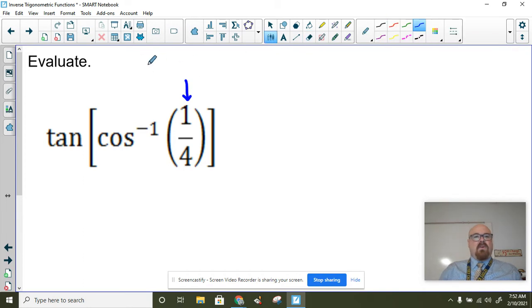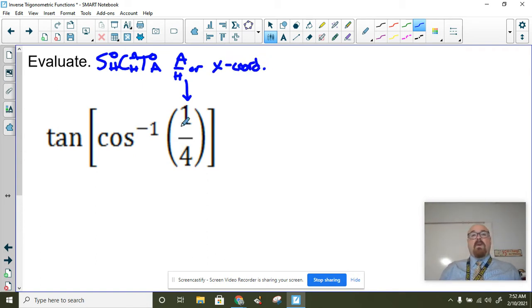This is inverse cosine. So SOHCAHTOA, right? Since we're doing inverse cosine, cosine is adjacent over hypotenuse. So this is either an adjacent over hypotenuse ratio, or because it's cosine, when we use the interpretation from the unit circle, it's an x coordinate from the unit circle.